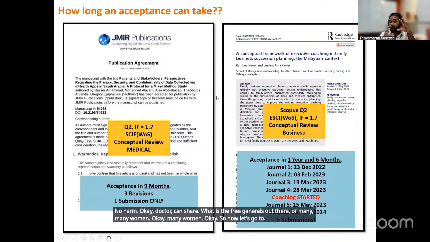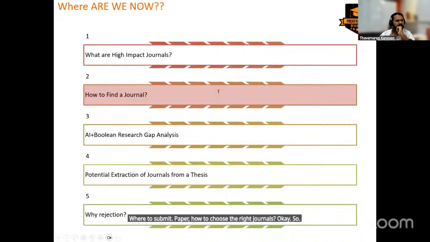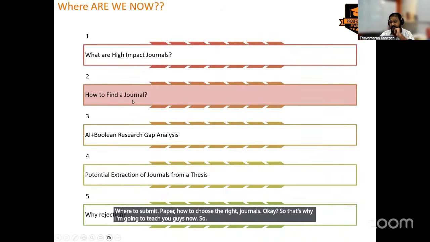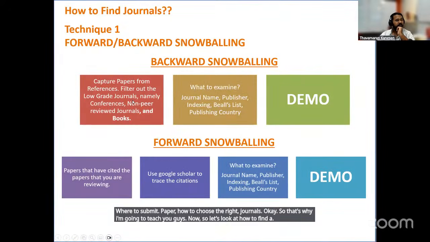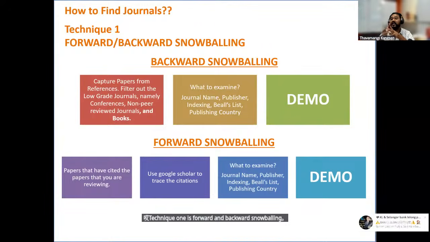From here, it's very important to understand where to submit a paper and how to choose the right journals. That's what I'm going to teach you now. So let's look at how to find a journal. There are two techniques that I would recommend. Technique one is forward and backward snowballing.